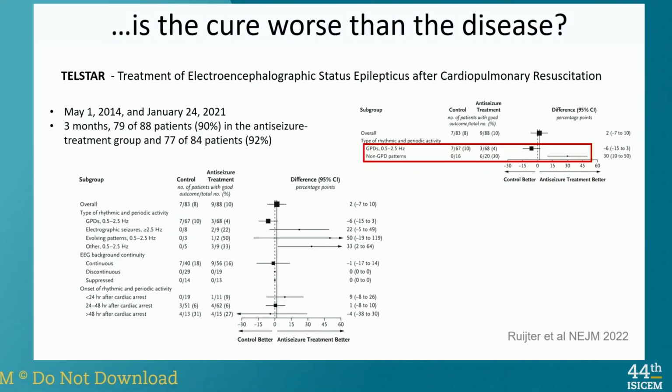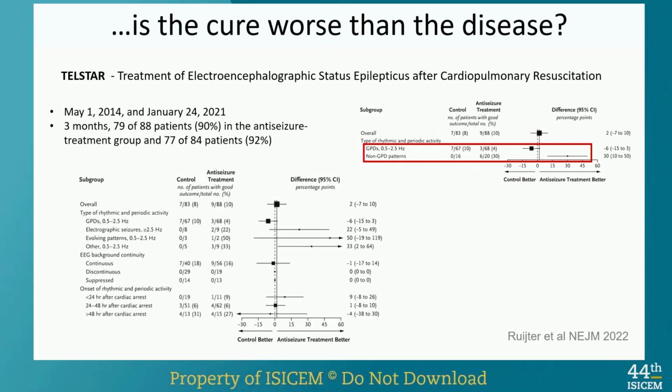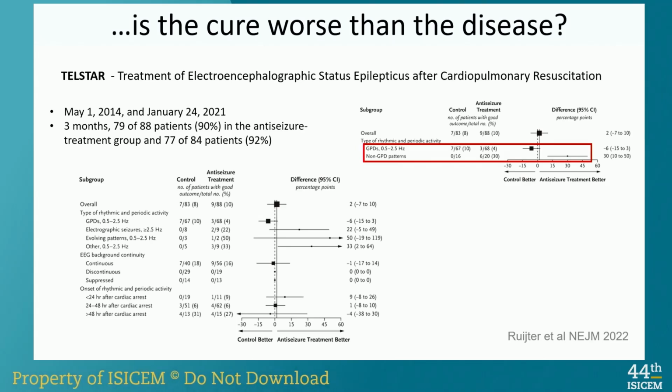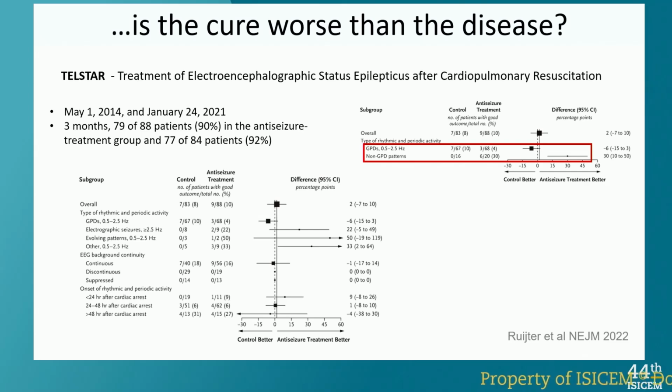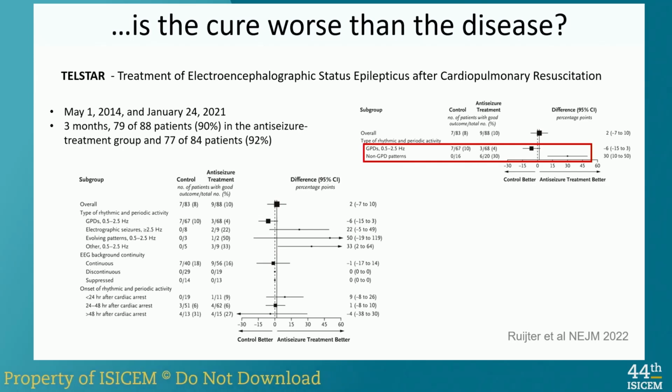So the question is, my title suggested that I should talk about whether you should treat or not. One question is whether the cure is worse than the disease. In the TELSTAR trial, which was really an elegantly conducted trial here in Europe, looking at patients with cardiac arrest, trying to see whether treating epileptiform patterns actually helped or not, the overall data showed that there was no difference. When you looked at all of the patterns that were encountered, and patients were randomized to receive aggressive treatment or not, there was no difference. However, in the supplement, if you looked at patients that have GPDs at 0.5 to 2.5 hertz that do not qualify as seizure patterns, there was actually harm seen with treatment, whereas in the patients that had non-GPD patterns, including seizures, there was a slight benefit seen.